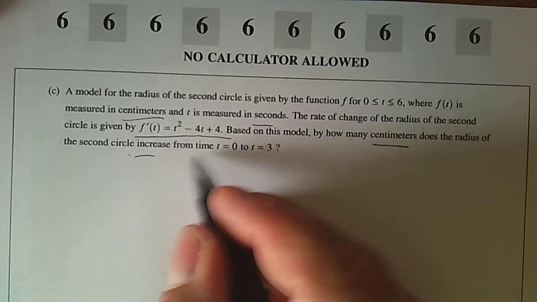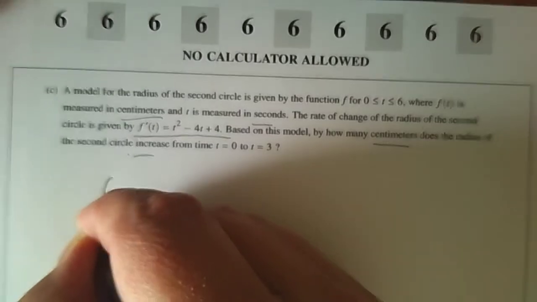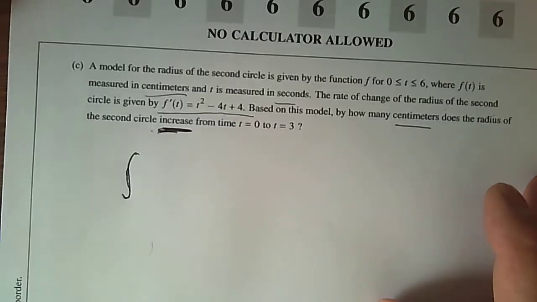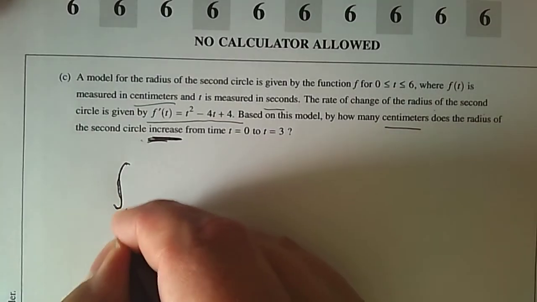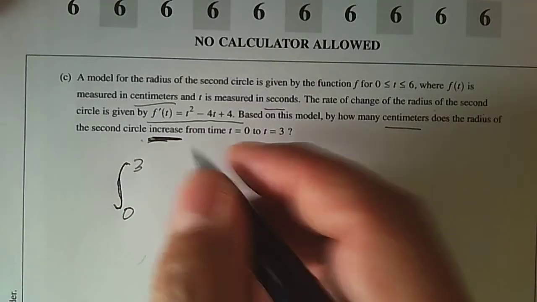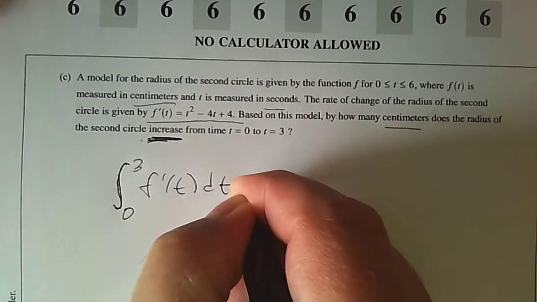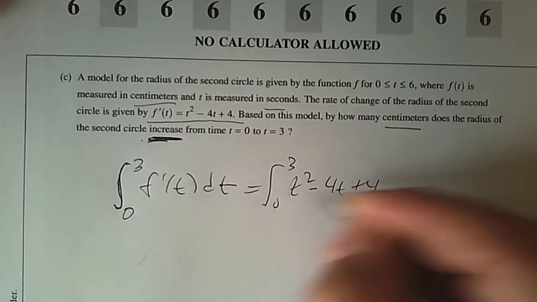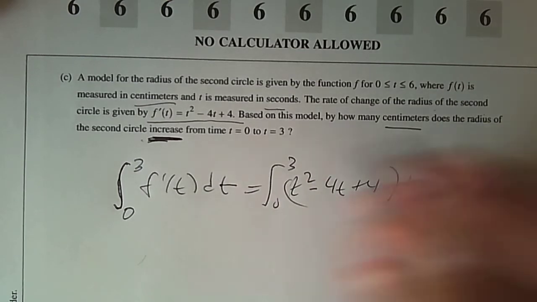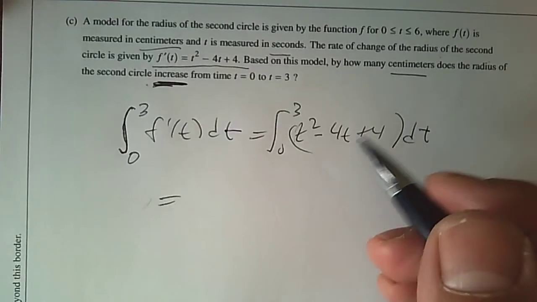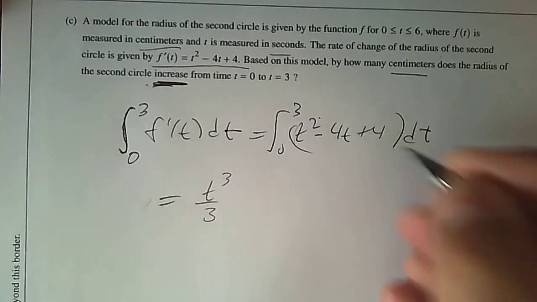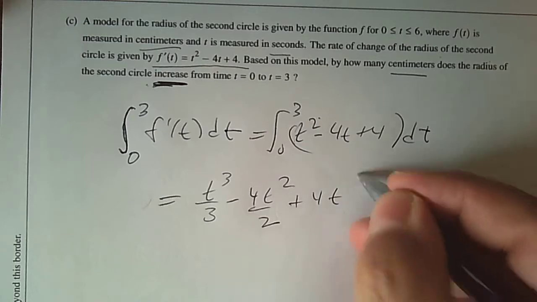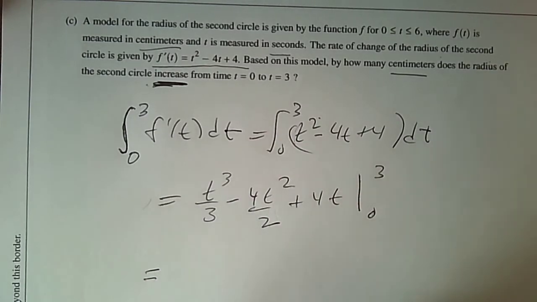If I want to know the increase and you're given the rate, that's an integration question. So the idea of how much did it increase and you're given the rate, we integrate to know how much that increase is. And obviously we're going to integrate from 0 to 3, and it gives us the function. So that's what we're going to do. The rate would be t squared minus 4t plus 4. To integrate this, just the anti-power rule, so that would be t cubed divided by 3, 4t squared divided by 2, and 4t. And we're going from 0 to 3.